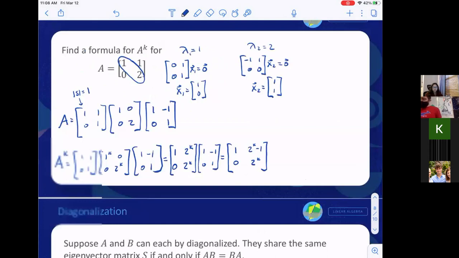Okay, so like A squared, A times A is 1, 2 squared minus 1 is 3, 0, 2 squared is 4. A to the 5th is 1, 2 to the 5th is 32, minus 1 is 31, 0, 32.